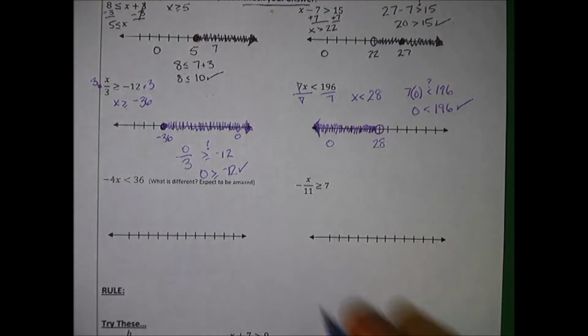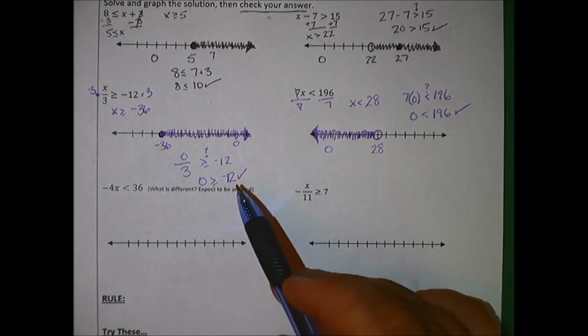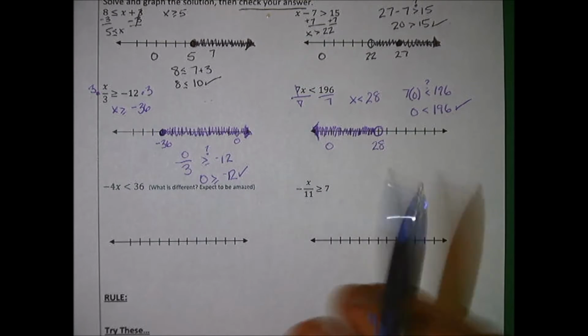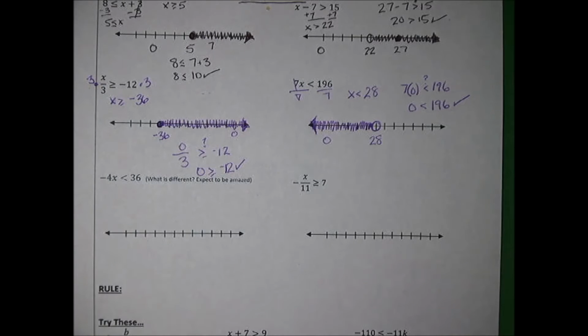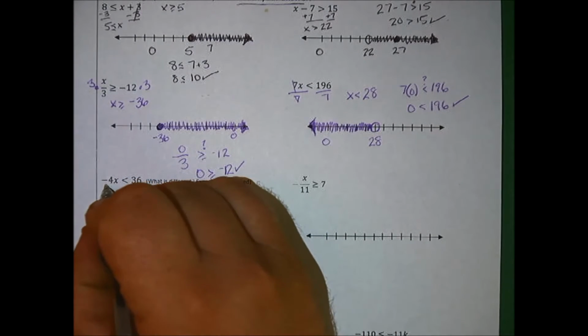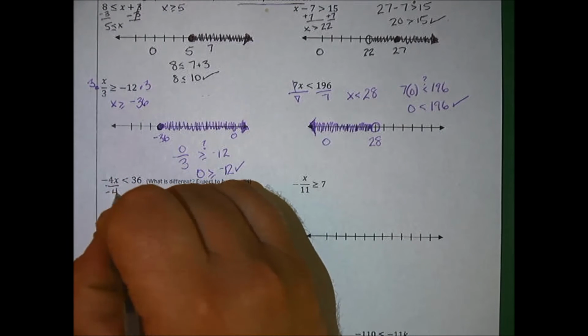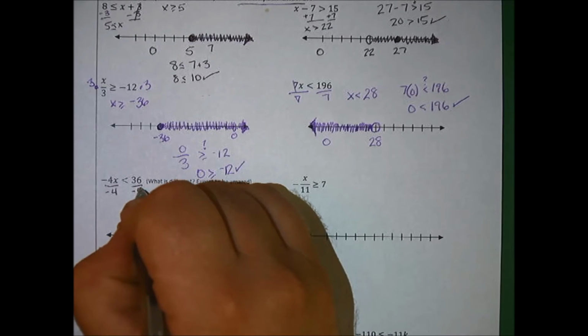All right. So I have, in parentheses here, what's different, expect to be amazed. I don't know if you'll be amazed as much as annoyed. Okay, I usually get annoyed by these problems. I'm going to do this problem in my 2 different colors here. I think it's a black and a purple. And we're going to see what happens. All right. I'm just going to do the problem like I feel like I should. I should divide by negative 4 on both sides.